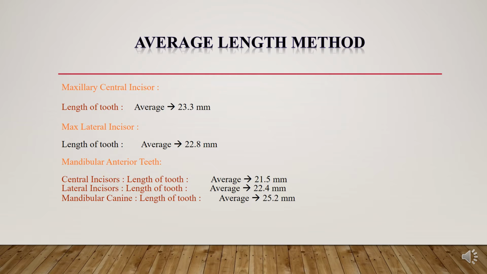Next method we discuss here is the average length method. This is based upon the average length of the tooth. If you look at some average lengths here, maxillary central incisor, usually the average length is 23.3 millimeter, lateral incisor being 22.8, lower anteriors, central incisor at 21.5, lateral incisors at 22.5, mandibular canines at 25.2.